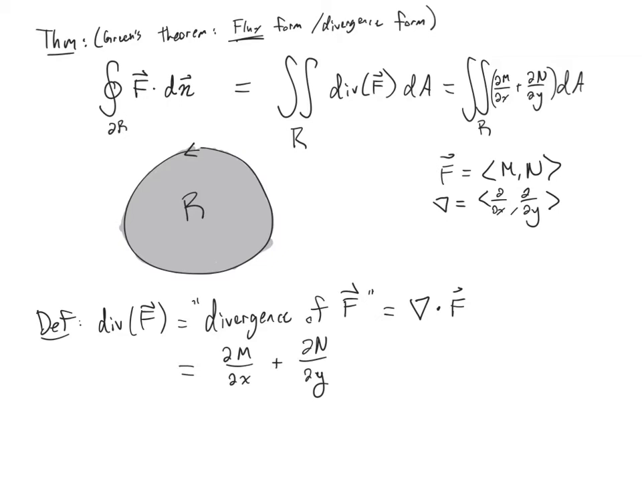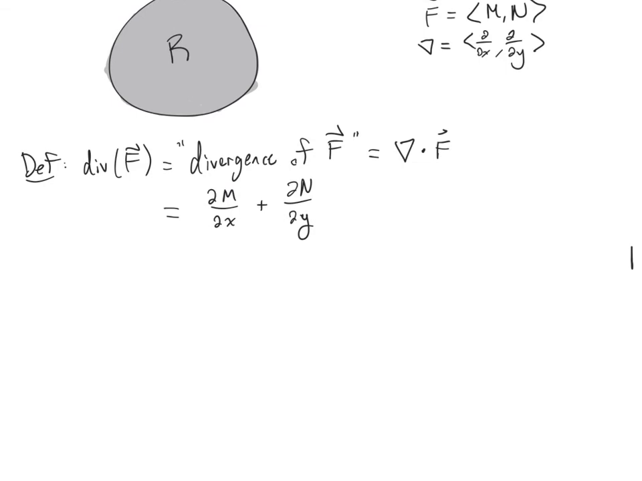Now, what does flow compute? What does flux compute? Flux computes the rate that f is crossing the boundary. And what does divergence compute? It computes how much f is expanding at a point. So let's give some heuristics.